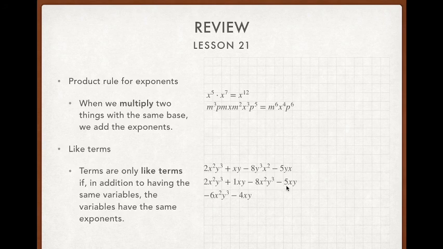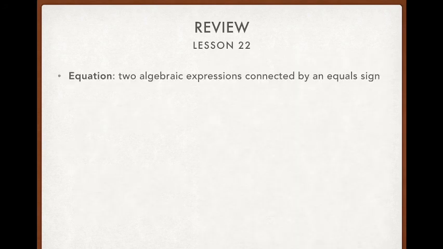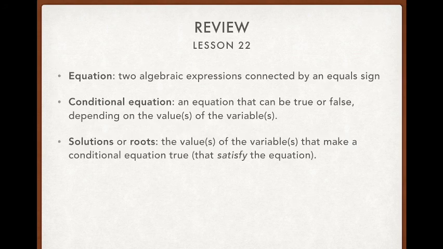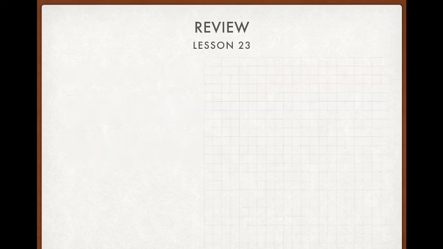In lesson 22, we talked about the term equation, where we have two algebraic expressions connected by an equal sign. Conditional equations are equations that are not always true. They can be either true or false, and it'll depend on the values of the variables. When we have a conditional equation, it will usually have at least one solution or root, and those are the values of the variables that will make it true, or that will satisfy it.